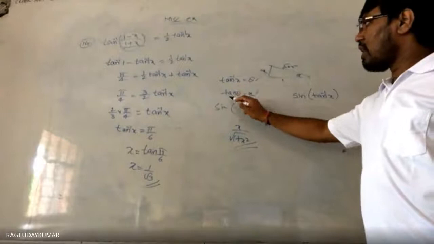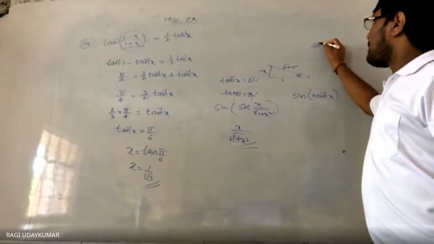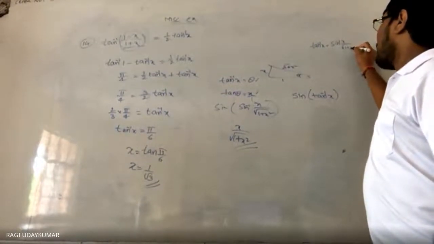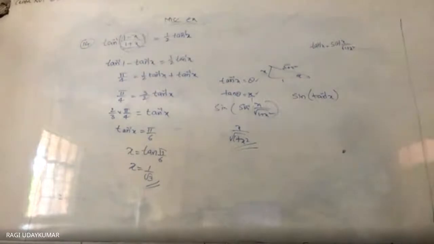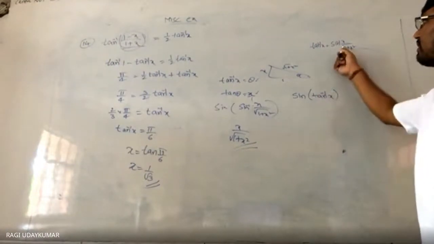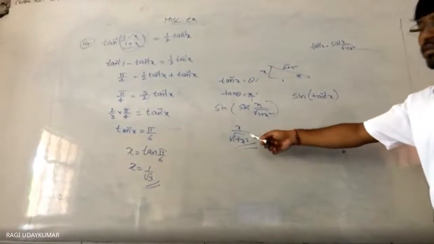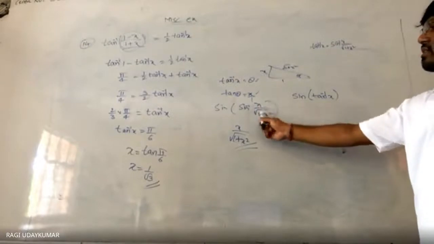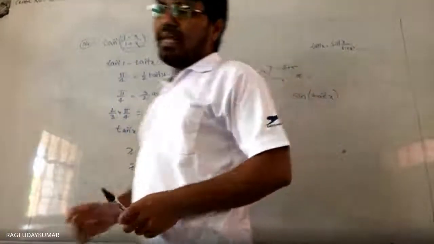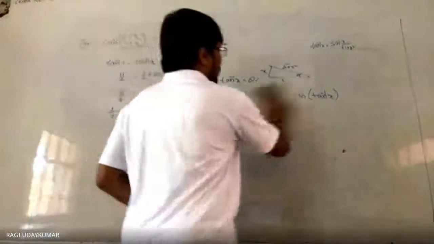So sin tan inverse of x can be written as sin of sin inverse of x by under root of 1 plus x square. Now in the place of tan inverse x, the sin inverse of x by under root of 1 plus x square is written. Then we are going to get x by under root of 1 plus x square. Okay, this is simple. So 16th problem, see that 16th is a little bit different here.